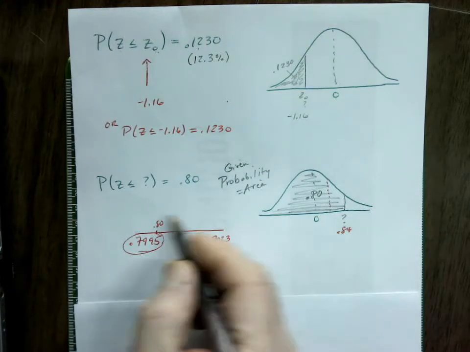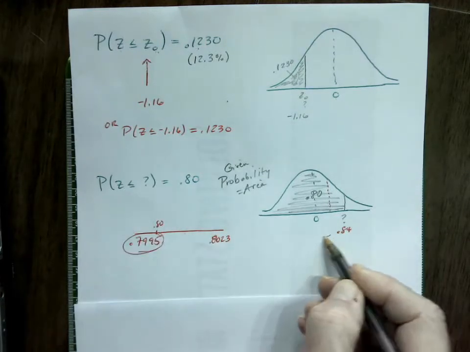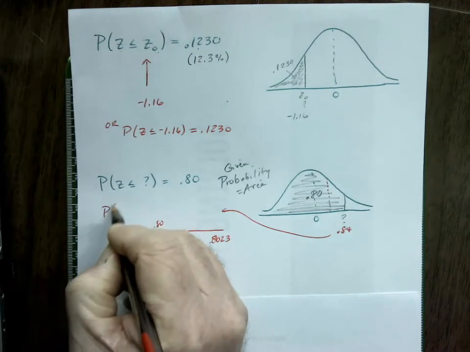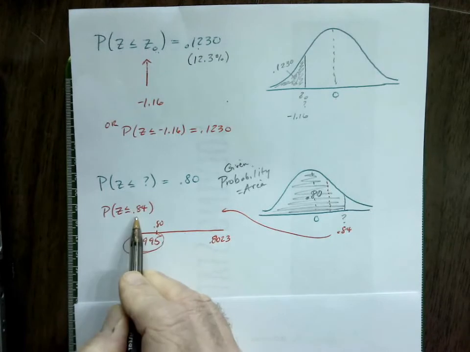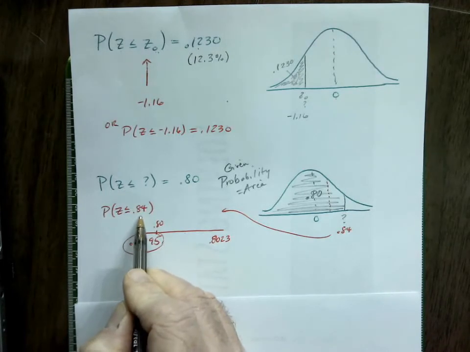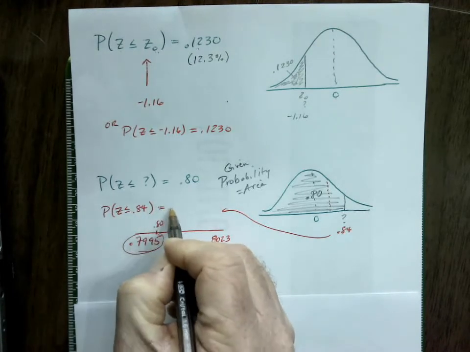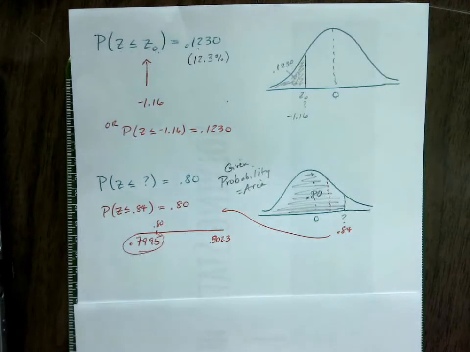So what do I know using this information? The probability that z is less than or equal to a z-value of 0.84, or 0.84 standard deviations above the mean, gives me an area of 0.80 or 80%.